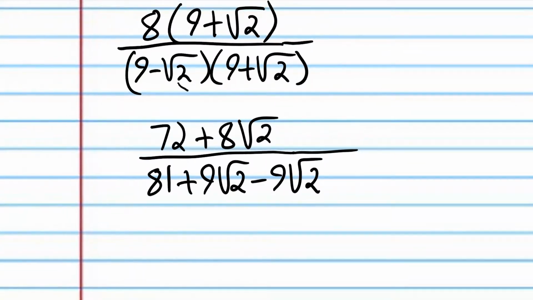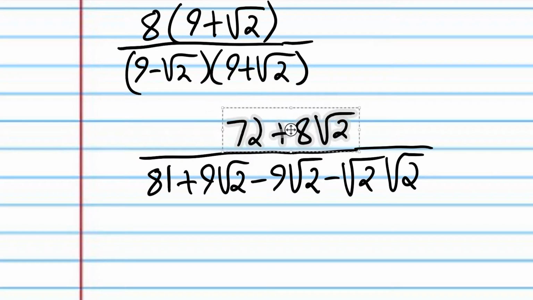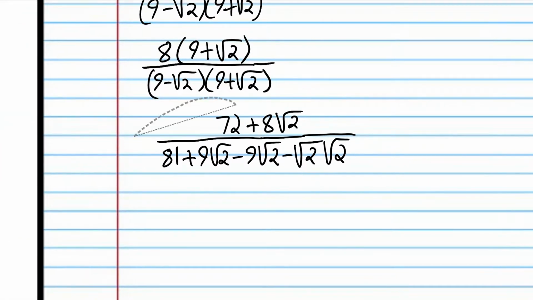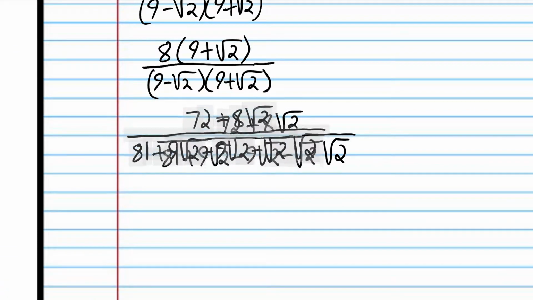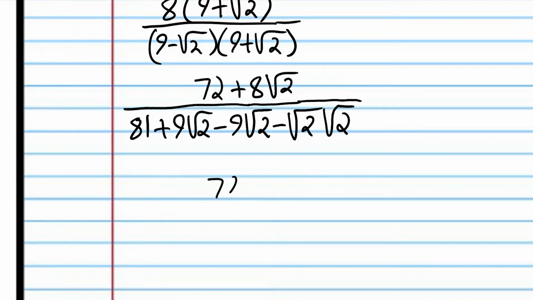Okay, and then we do negative root 2 times root 2. And there you go. So I just want to simplify that. There's nothing we can do in the numerator.